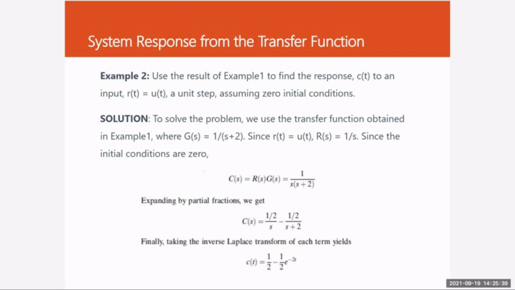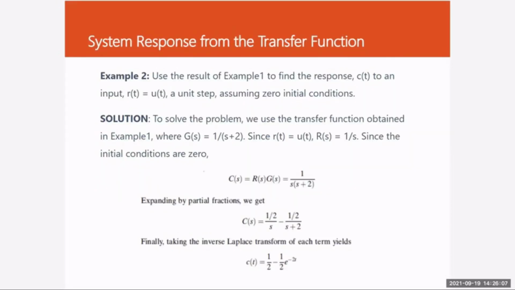Using partial fractions, C(s) is equal to 1 half over s plus 1 half over s plus 2. Since we have the value of C(s), we take the inverse Laplace transform of each term. So c(t) is equal to 1 half minus 1 half e raised to negative 2t. That would be the answer for that example.